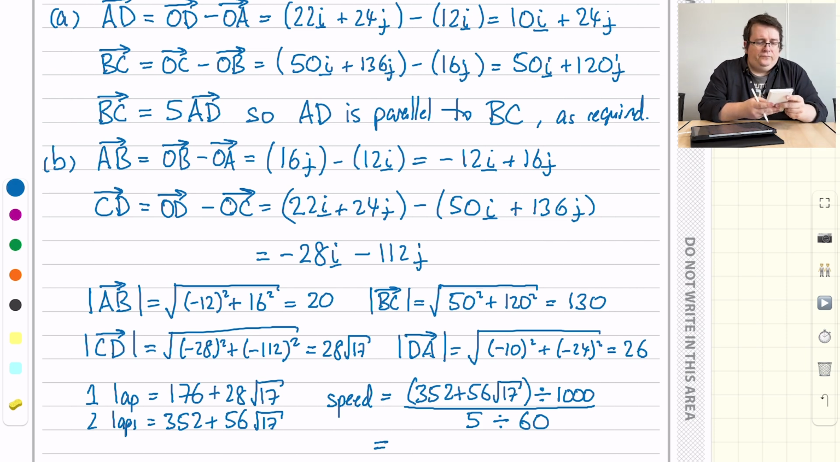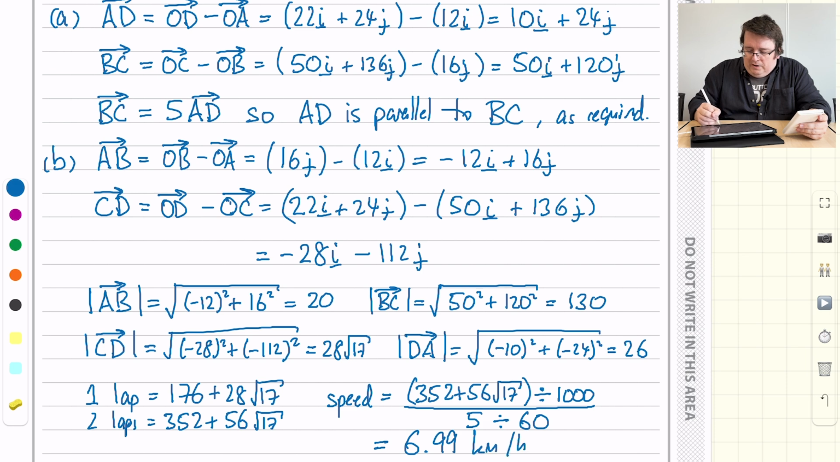So let's figure out what that is. That divided by 1,000, and then divided by 5 divided by 60, or 1/12, and we get 6.99472698. So 6.99 kilometers per hour to 3 significant figures.